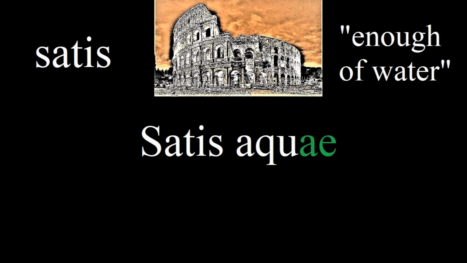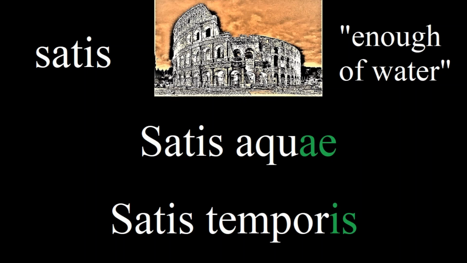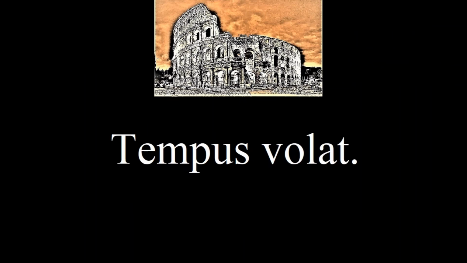Aquae is the genitive form of aqua, and also the dative in plural if you recall. And can you guess what this means? Look at the first 5 letters. Satis temporis. Enough time. The time signature in music tells you the tempo. The stem is tempor, but the nominative form is tempus. So how do we say time flies? Tempus volat.